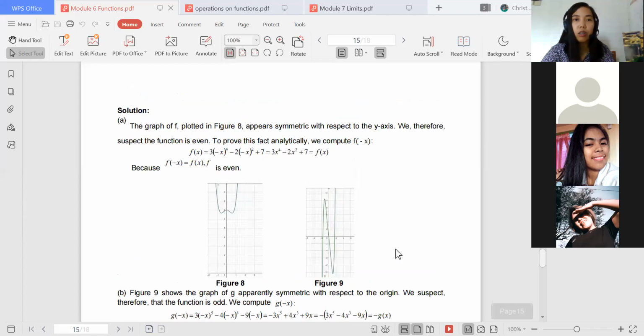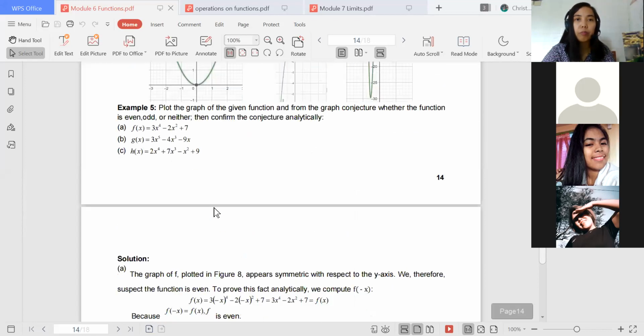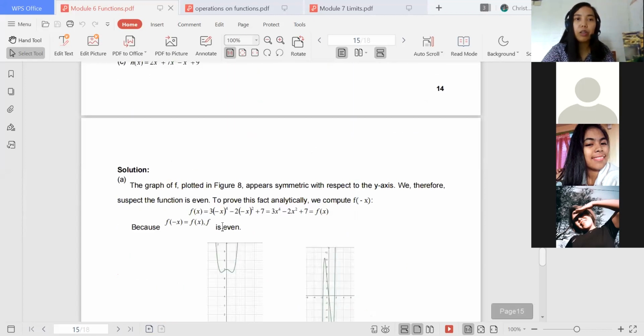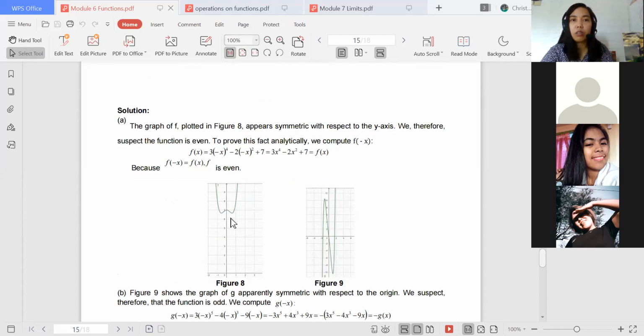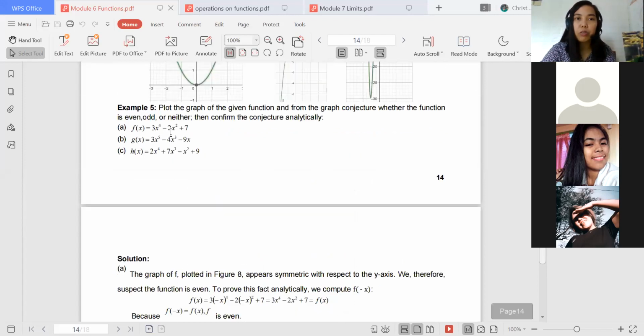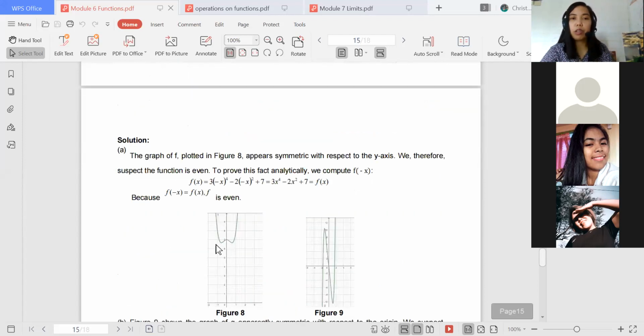Let's check the graph of A, B, C. Figure 8. Figure 8 is the graph of the first one, f of x, 3x to the 4th minus 2x squared plus 7. That's the name of this graph, W. Para siyang W.